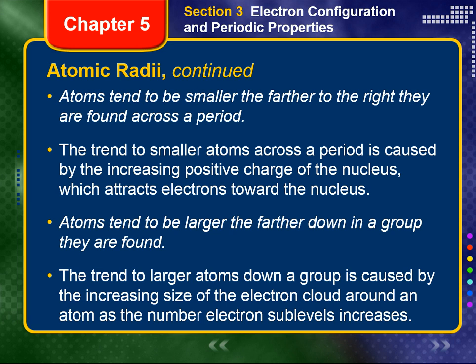The trend to smaller atoms across a period is caused by the increasing positive charge of the nucleus. As electrons add to the s and p sublevels in the same main energy level, they are gradually pulled closer to the more highly charged nucleus. This increased pull results in a decrease in atomic radii. The attraction of the nucleus is somewhat offset by the repulsion among the increased number of electrons in the same outer energy level. As a result, the difference in radii between neighboring atoms in each period grows smaller.